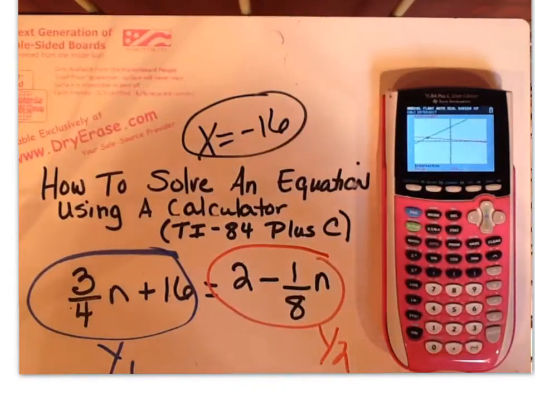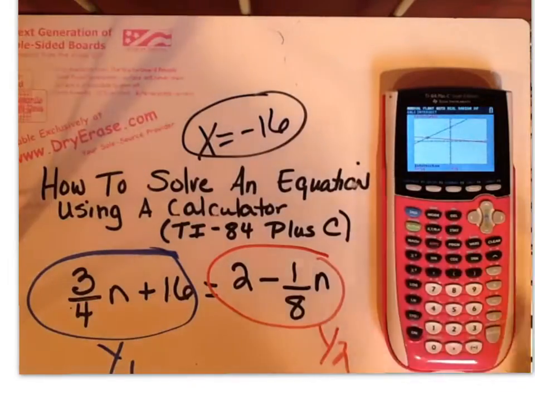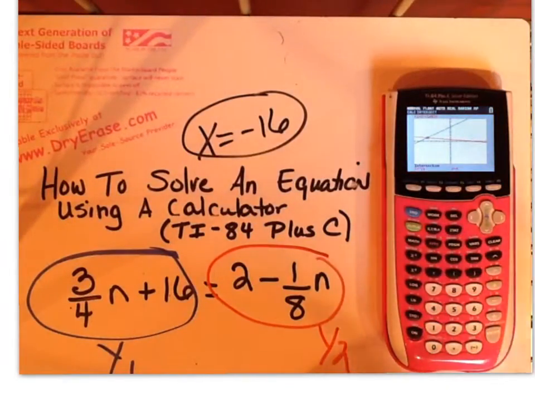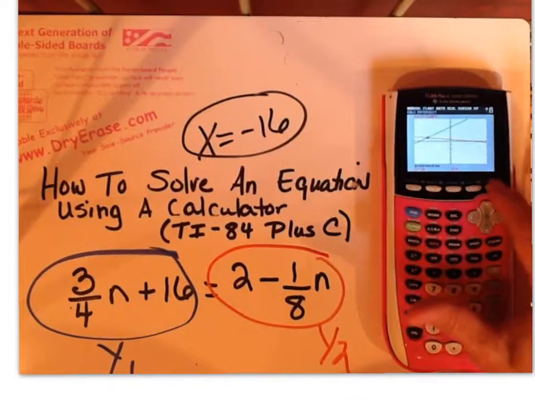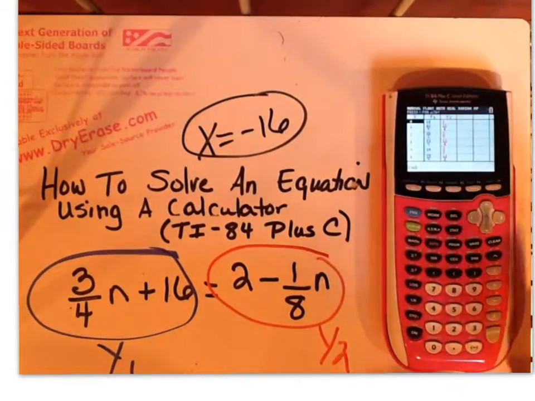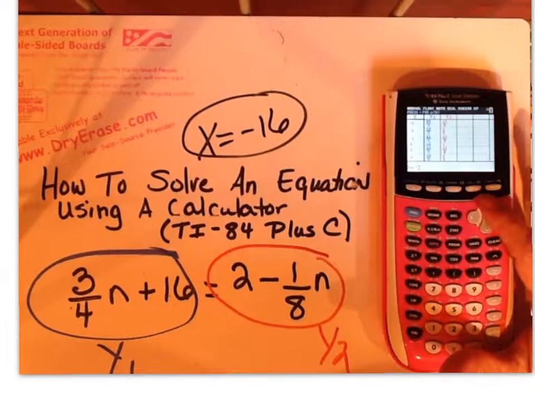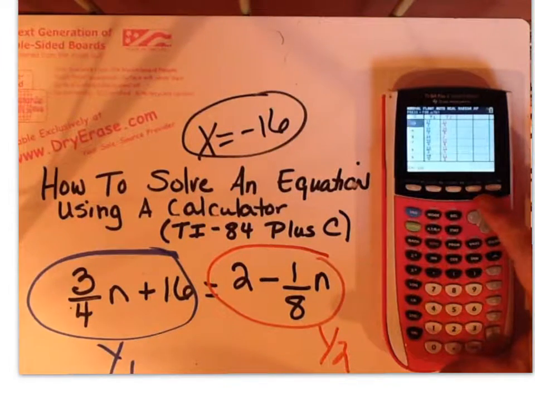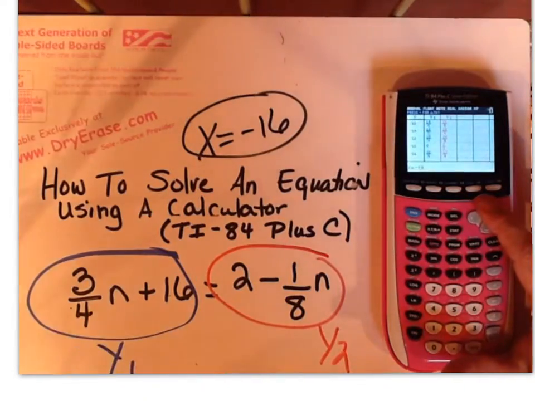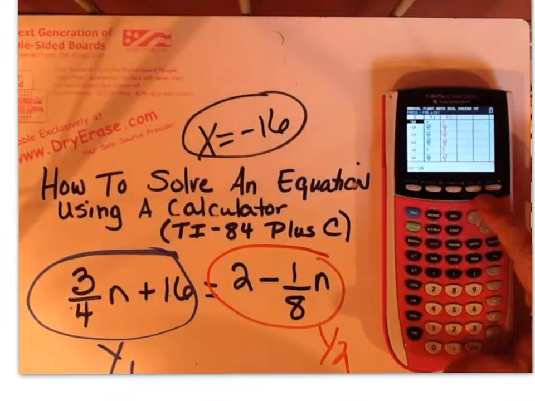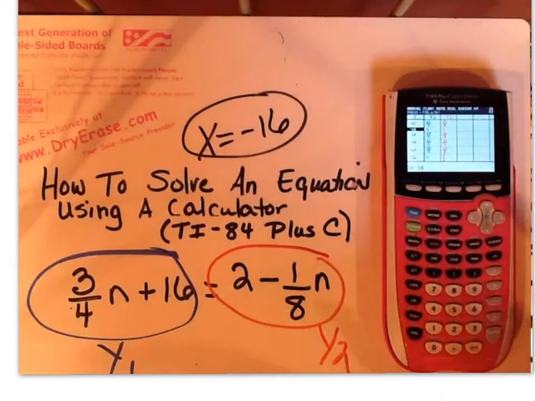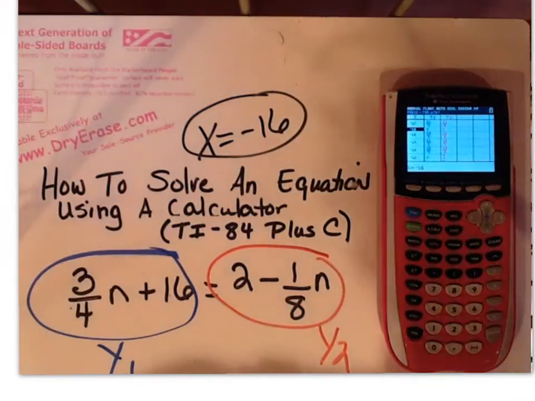Alright, another way on the calculator that you can check after you put them in Y1 and Y2 is to look at your table. To pull up a table on the calculator, you hit second and graph, and that brings up the table. And what you're doing is you're scrolling up or down on your x-axis, and you're looking for the x-coordinate where your y1 and your y2 are the same number. And if you go all the way up here to negative 16, right here you'll notice that they have the same y-coordinate, which is 4.